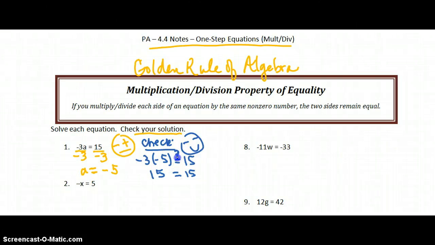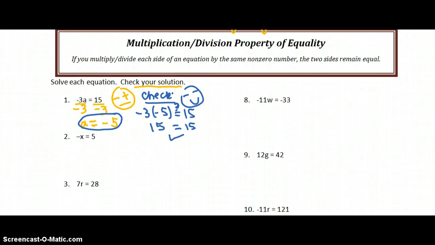It's supposed to be a question mark right there. And I always like to say, cha-ching, it checks out. I know I have my answer correct. I can circle it with confidence. That is the answer to example number 1.